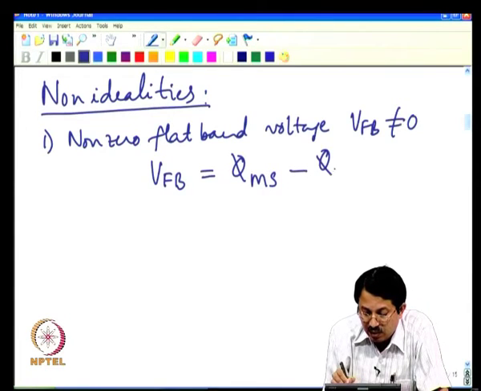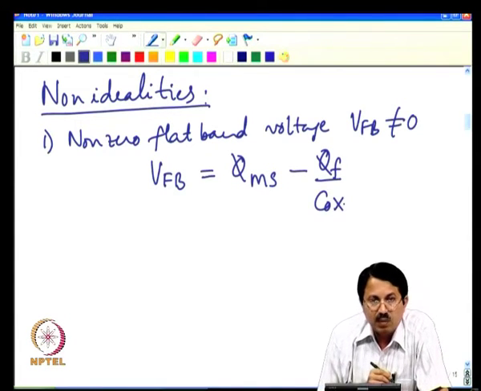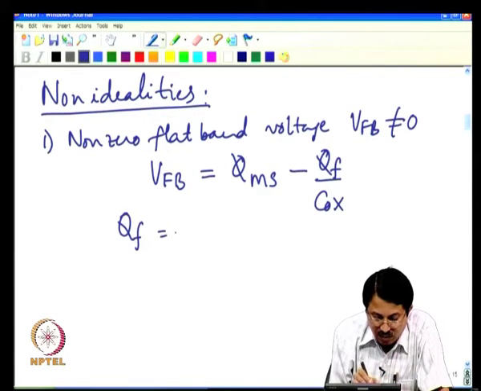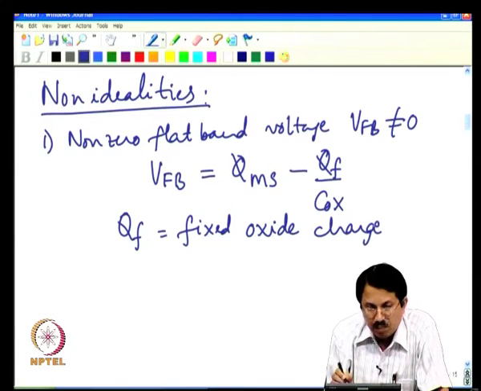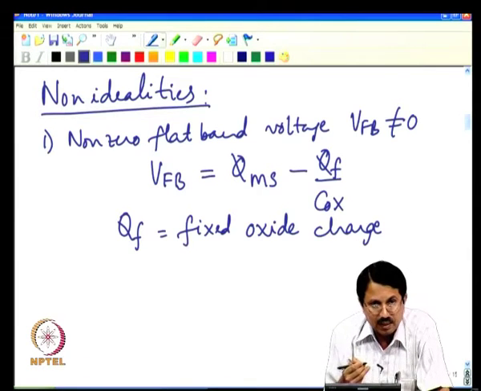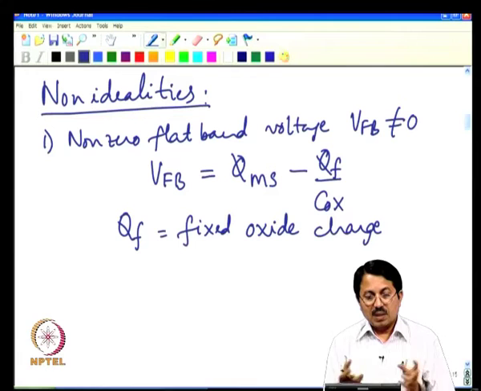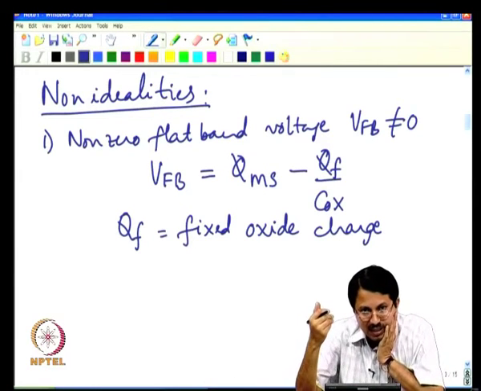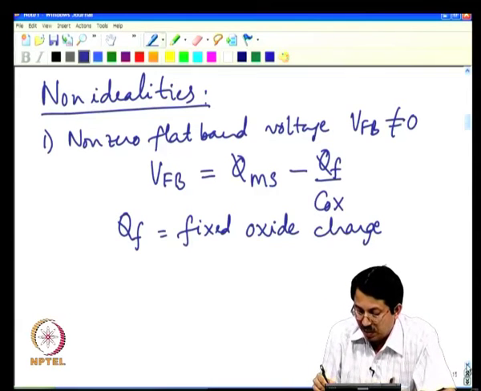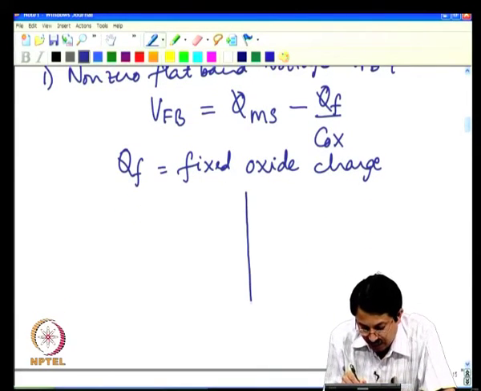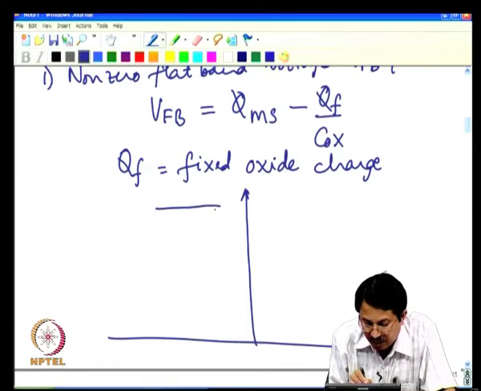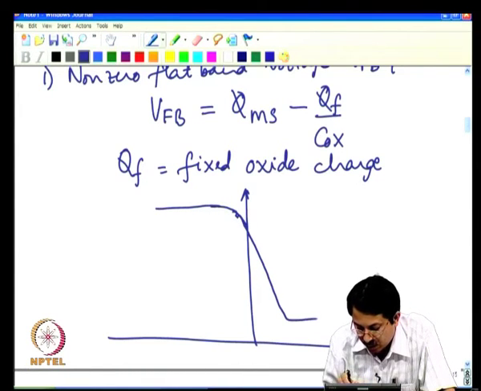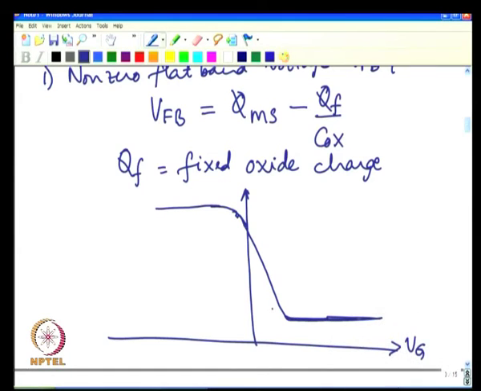And in addition to that, you can also have what is called fixed oxide charge. Qf here refers to fixed oxide charge, meaning the oxide is also not perfectly ideal. An ideal oxide will not have any charge inside it, but a non-ideal oxide can have some non-zero charge inside it, and that would also impact your capacitance voltage curve. So, now let us look at the impact. Let us say this is my ideal CV curve, which has VFB equal to 0.